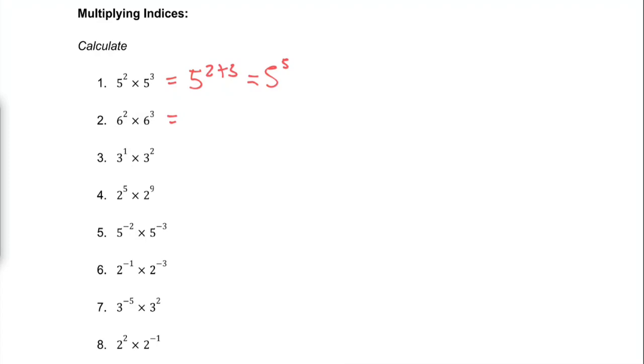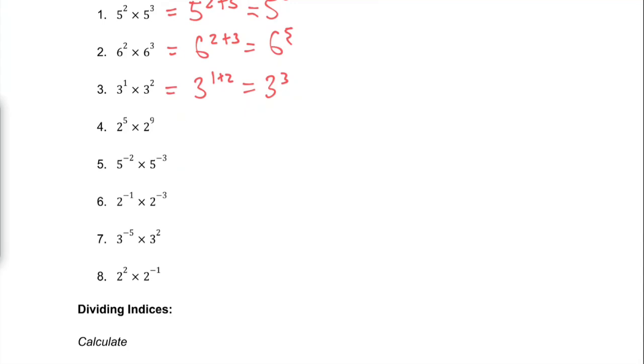Now let's try 6 squared times 6 cubed. Okay, so you've got 6, 2 plus 3, that's 6 to the power of 5. What about 3 to the power of 1 times 3 squared? Well, that's going to be 3, 1 plus 2, which is going to be 3 cubed. Okay, 2 to the power of 5 times 2 to the power of 9: 5 plus 9, which is equal to 2 to the power of 14.